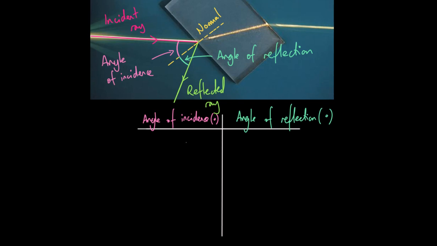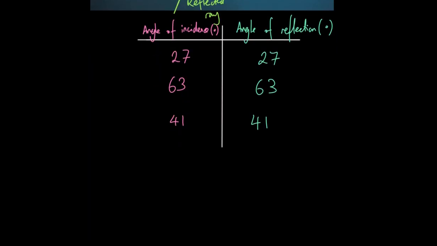And what you'll start seeing is you start getting pairs of results like this. So let's say the angle of incidence here was, I don't know, 27 degrees. Again, I've just pulled that out of nowhere. The angle of reflection would be 27 degrees. If the angle of incidence was 63 degrees, then you would see that the angle of reflection was 63 degrees. If the angle of incidence was 41 degrees, then the angle of reflection would also be 41 degrees. And that takes us to an important point, that when we're talking about reflection, the angle of incidence equals the angle of reflection.